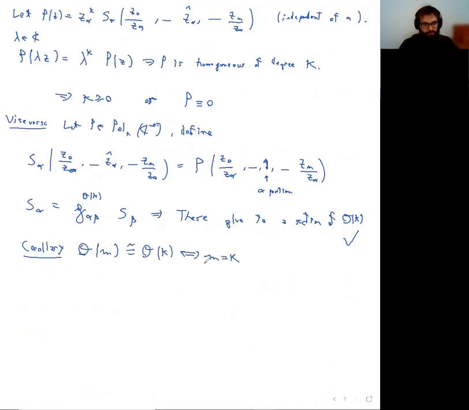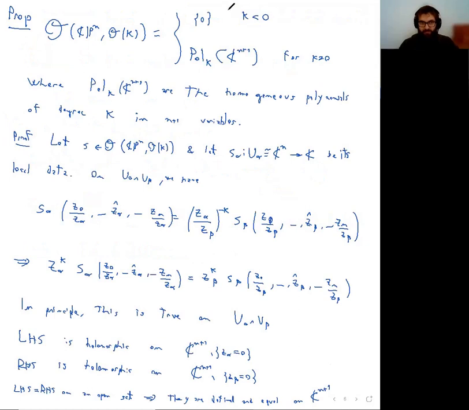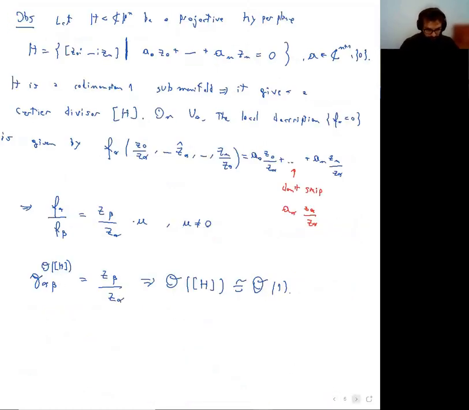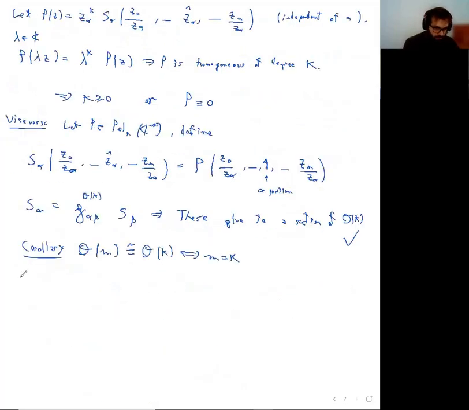Well, the thing we don't know though is what happens when k is negative. So if they were both positive, or one positive and one negative, you're done, because the sections are different. But what if they were both negative? So let's assume that m is less than k, and we do O(m) tensor O(negative k). And we know that this is isomorphic to O(m minus k). Now this m minus k is negative, yeah, because m was smaller than k.